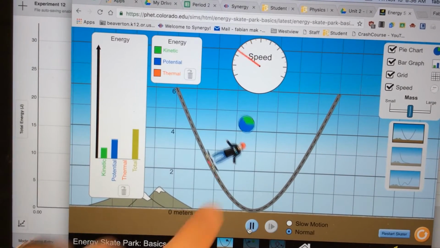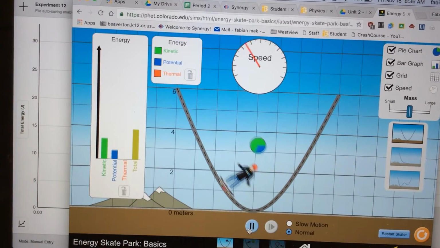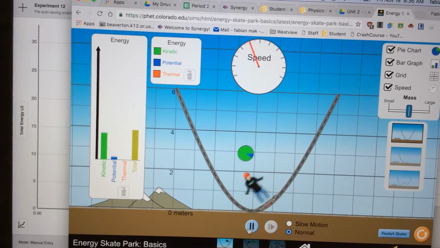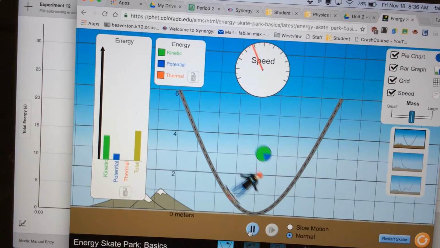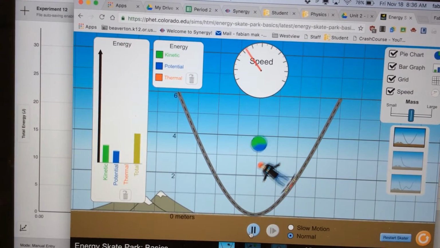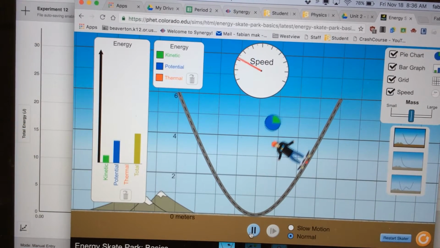So you guys are expected to be able to draw these pie charts. All you need to know is the higher you are, the more of your pie chart should be gravitational potential energy. The lower you are, the more of that potential energy turns into kinetic energy. It just kind of switches back and forth. See? Switches back and forth.